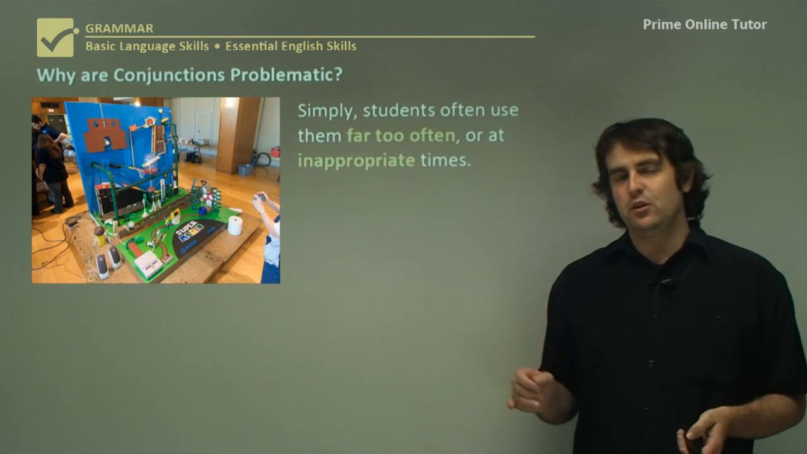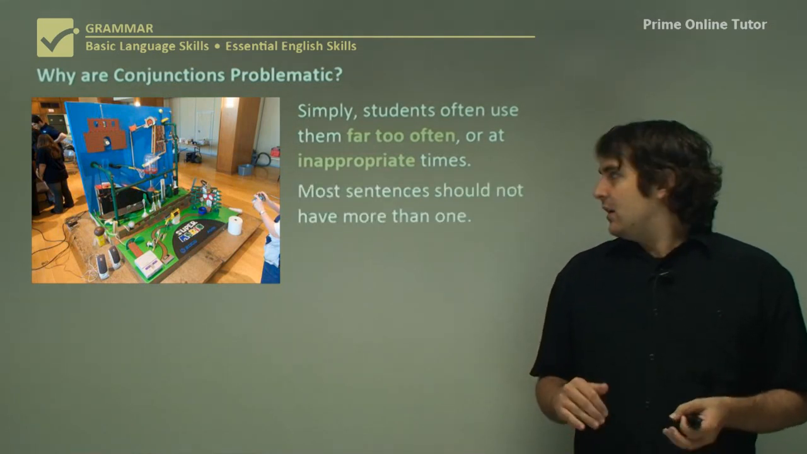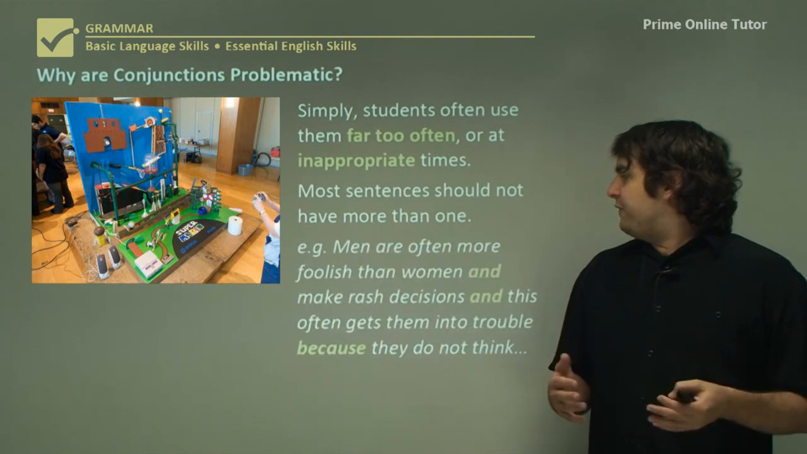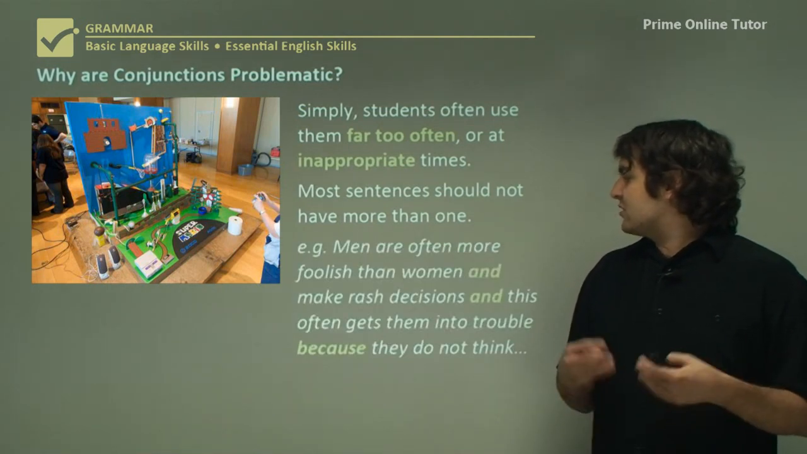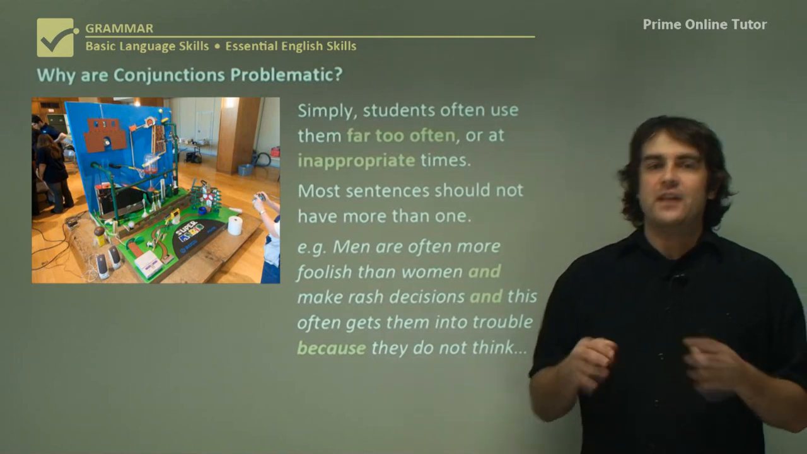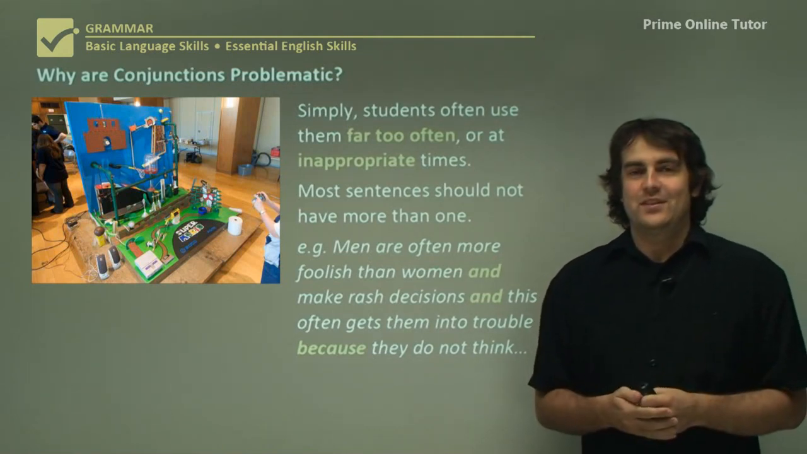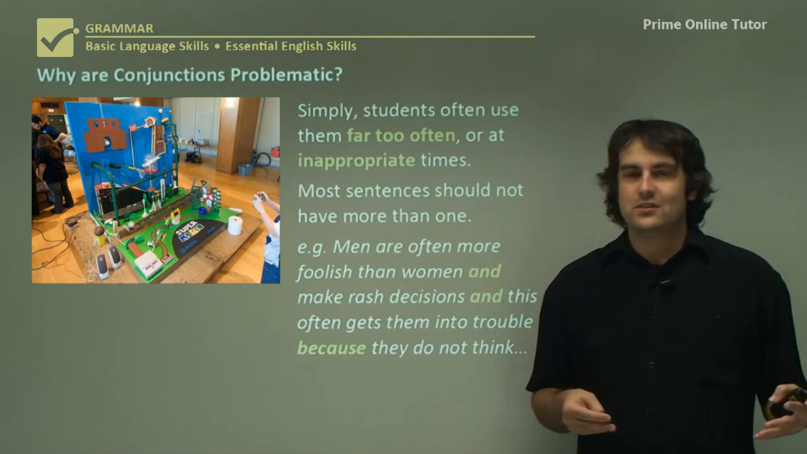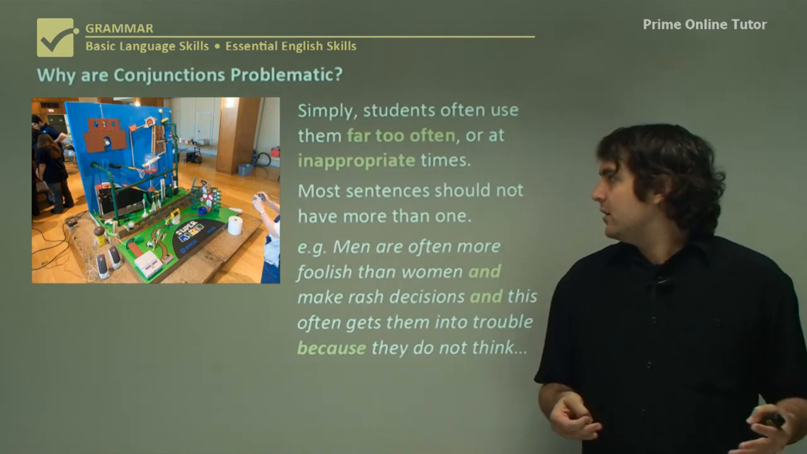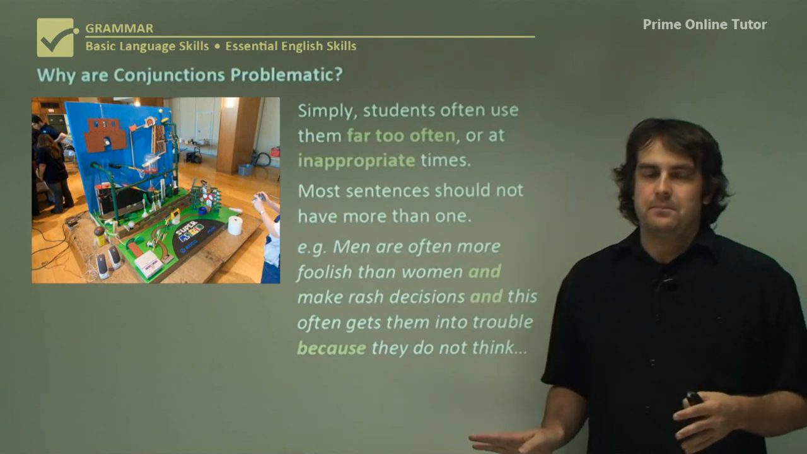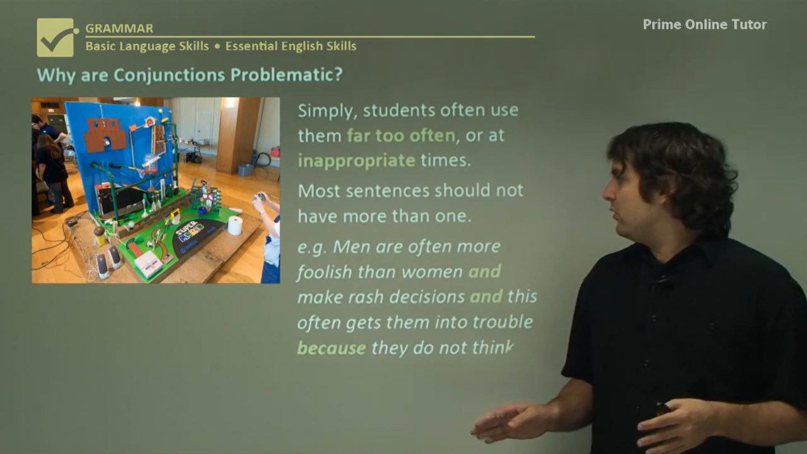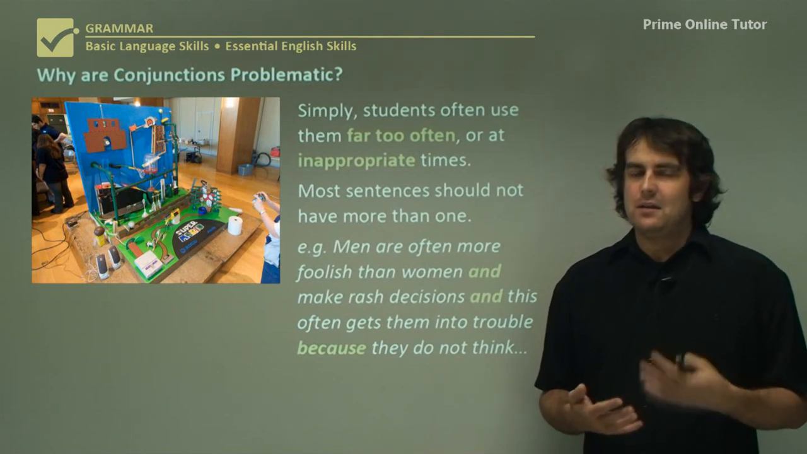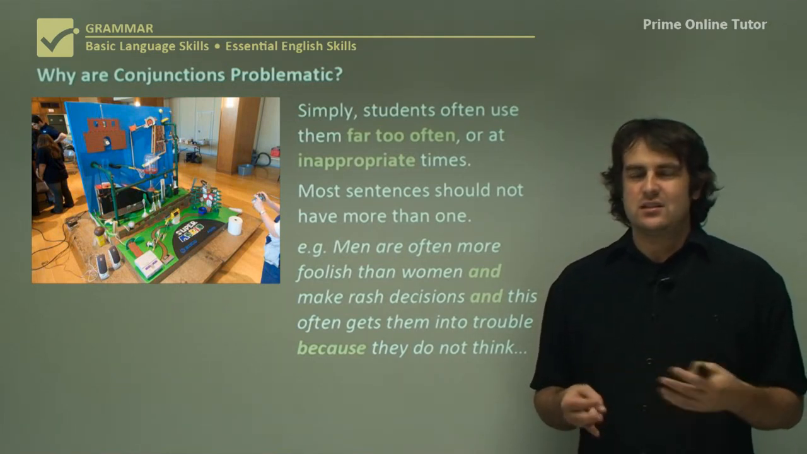So let me give you an example of one of those long-winded sentences. And I'm going to try and hold my breath for this one. Men are often more foolish than women and make rash decisions, and this often gets them into trouble because they do not think. Now, you may realize there that, yes, I did struggle for breath at the end. And that's because the sentence, as I said, is way too long. You've got, in this case, 3 conjunctions. Now, you shouldn't really have more than 1. You can have 2 occasionally, and that's fine.